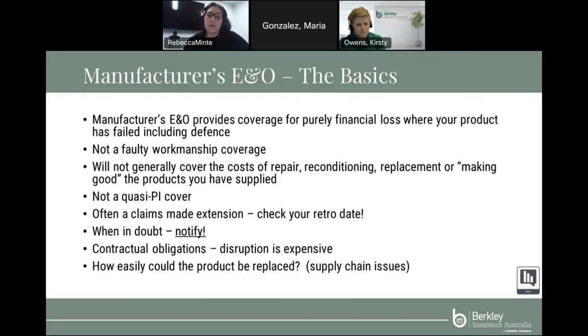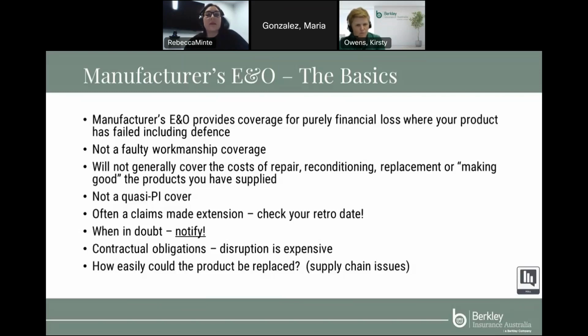You will be quite familiar with what a general liability policy is intended to cover. As we know, a general liability policy will only cover claims arising from property damage or bodily injury. So a manufacturer's E&O extension can help fill that gap by giving your client some coverage for financial loss where their product has failed, but there has been no property damage or bodily injury claim. So what else should we know about the coverage?